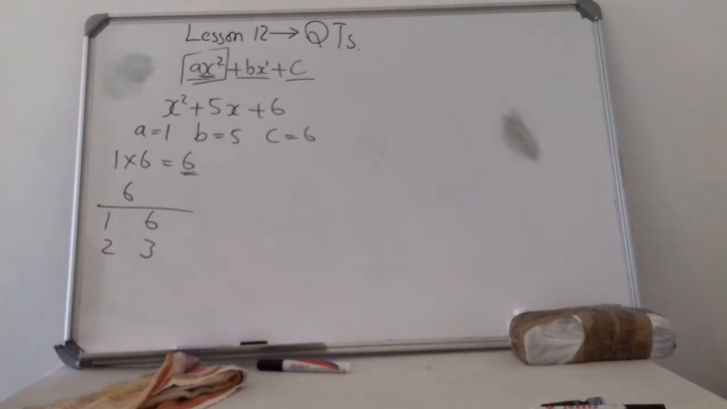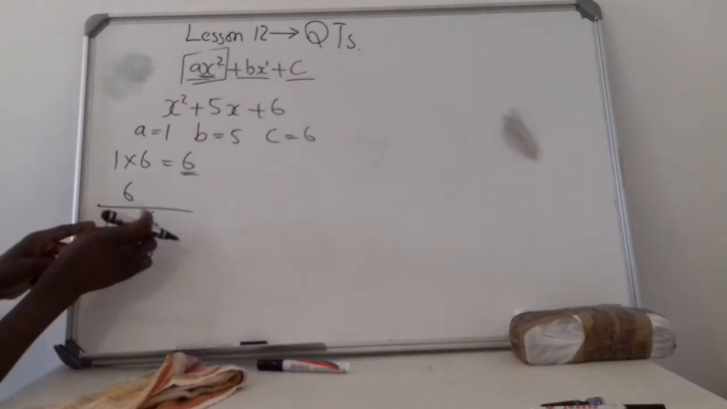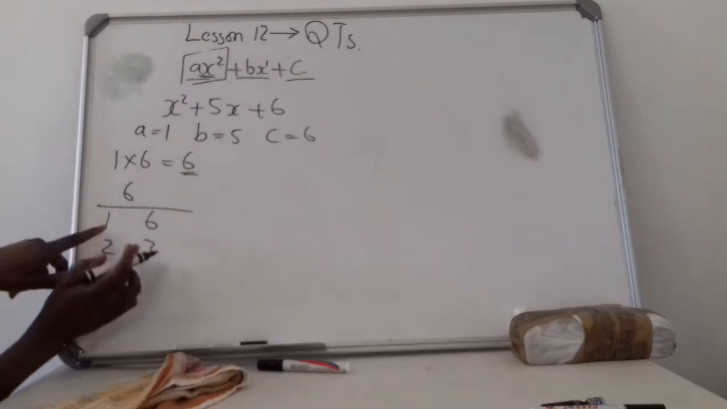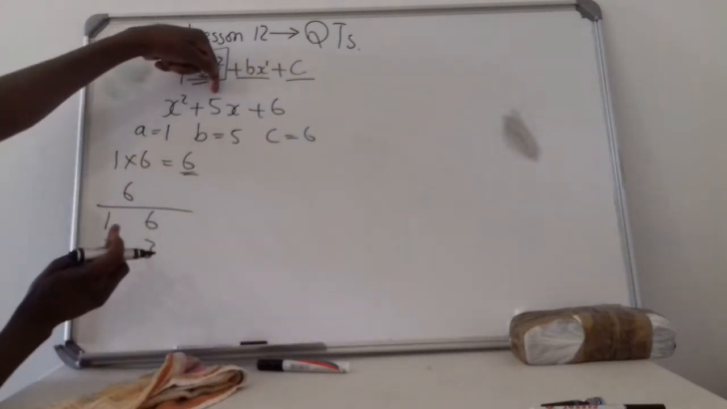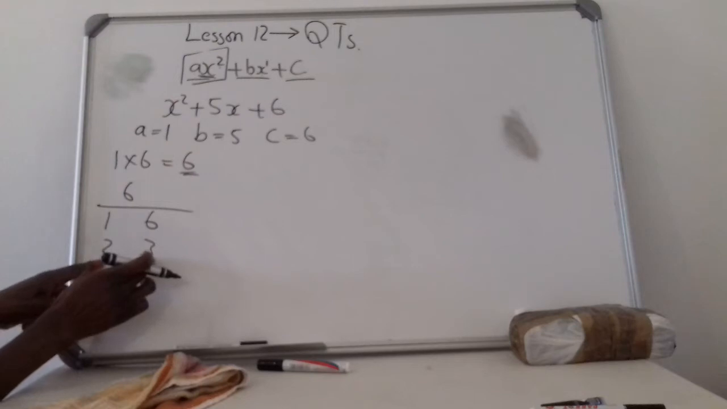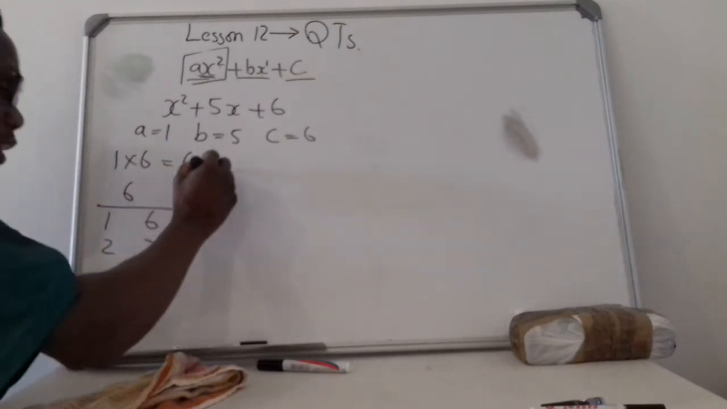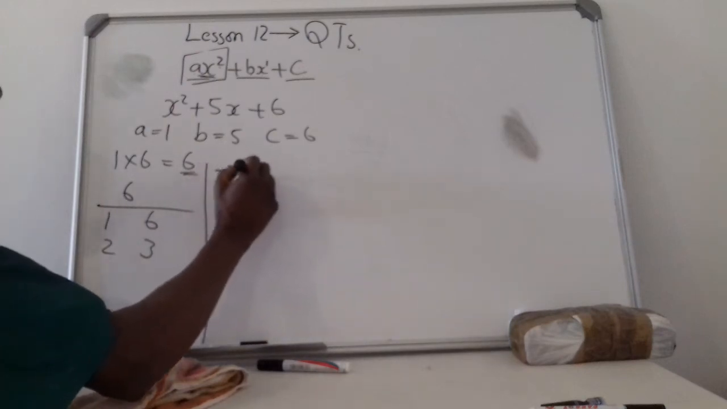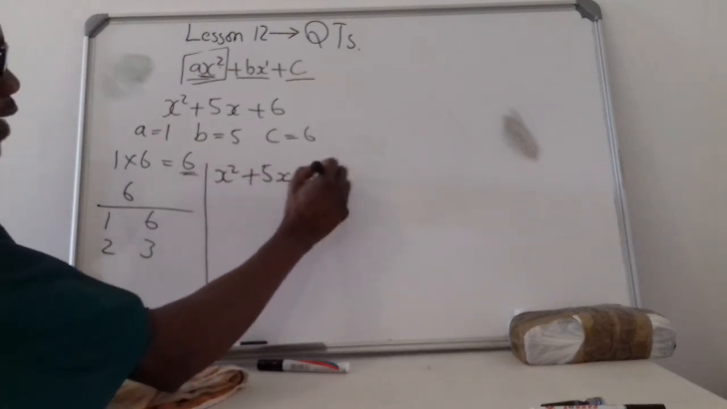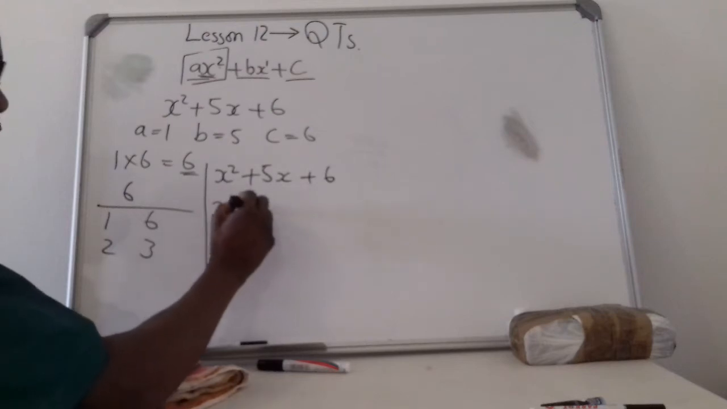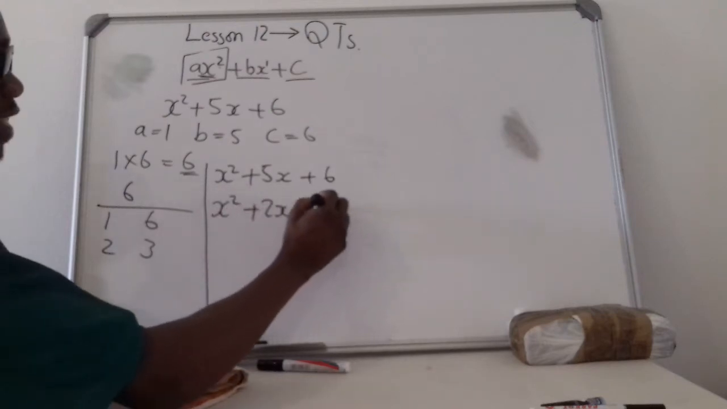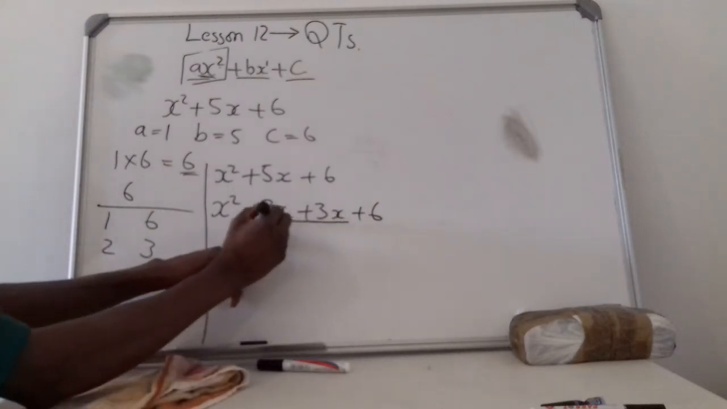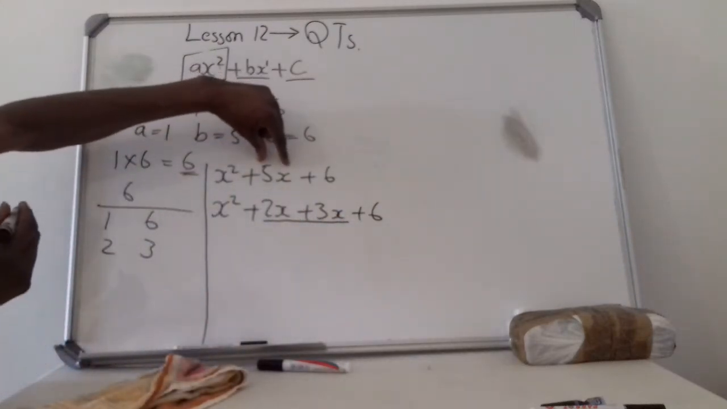You should always put them in pairs. 1 goes into 6 6 times, 2 goes into 6 3 times. If you look at the first pair, 1 plus 6 cannot give us 5, but 2 plus 3 can give us 5. So instead of having x squared plus 5x plus 6, we're going to have x squared plus 2x plus 3x plus 6. This is just 5x because they are like terms.